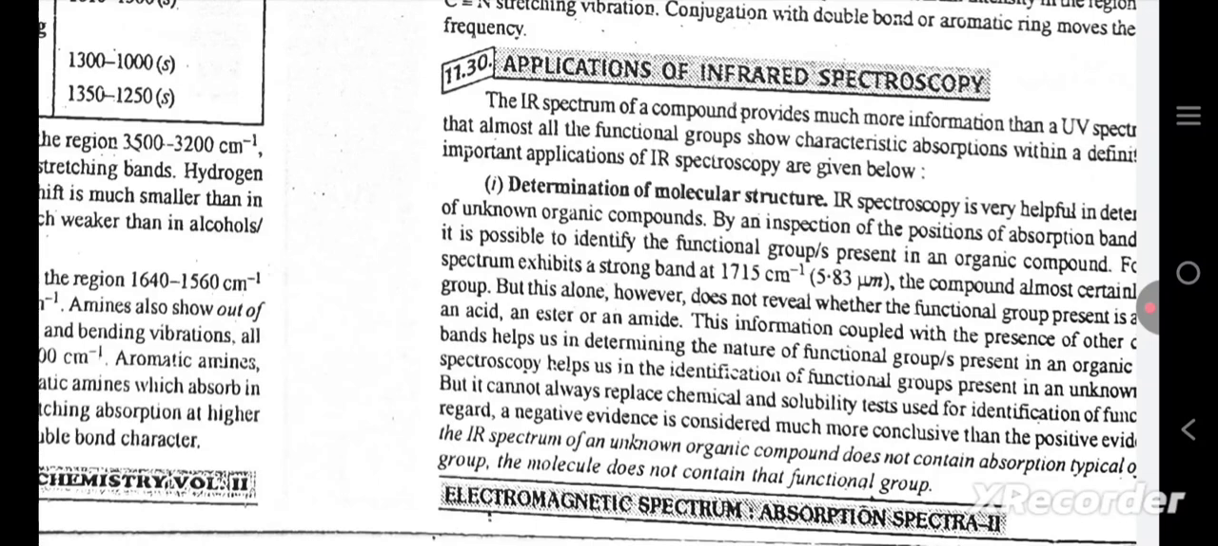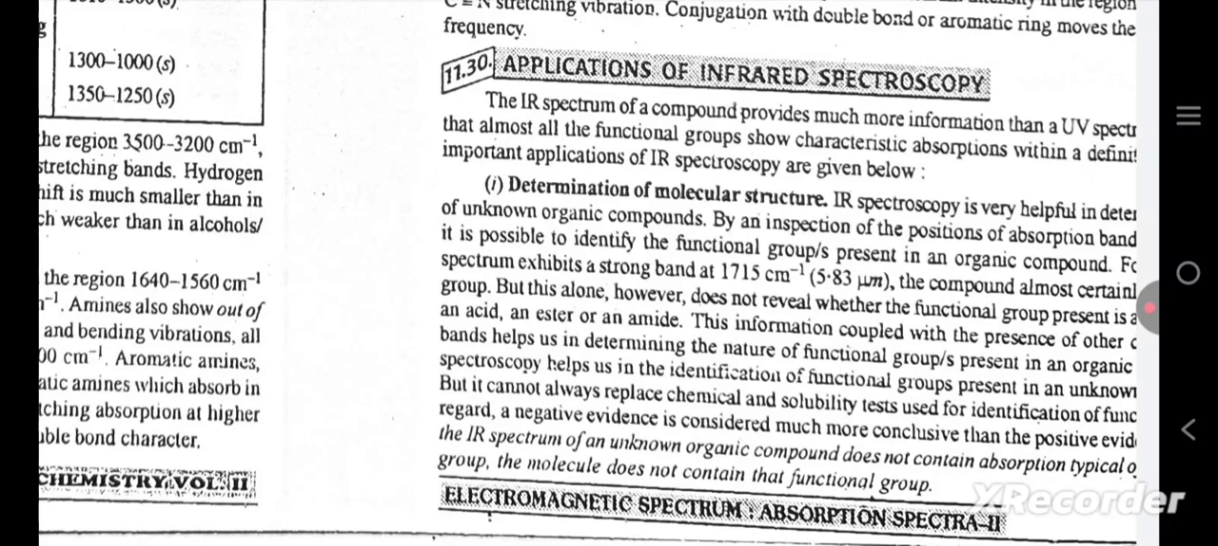organic compound. If a spectrum exhibits a strong band at 1715, the compound almost certainly contains a carbonyl group, but this alone, however, does not reveal whether the functional group present is an acid, an ester, or an amide. This information, coupled with the presence of other bands, helps us in determining the nature of the functional group present in an organic compound.